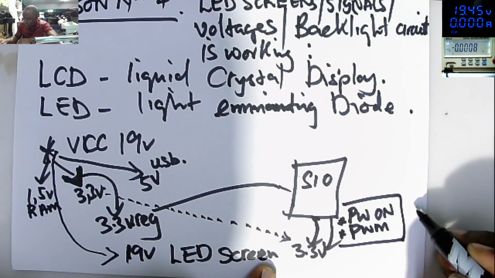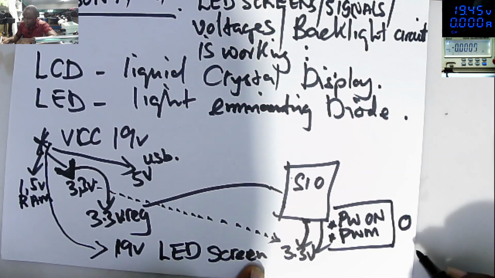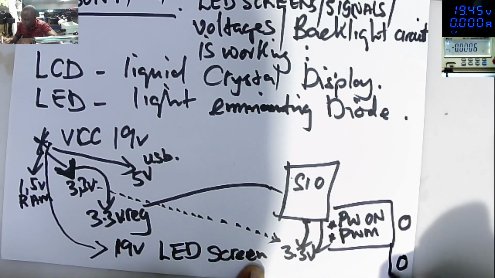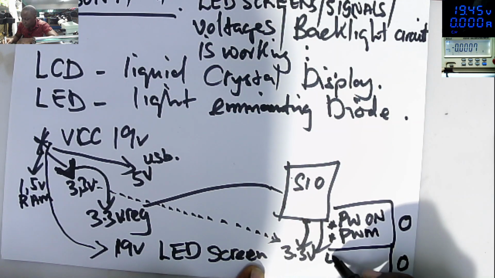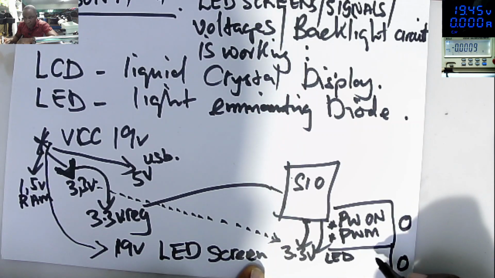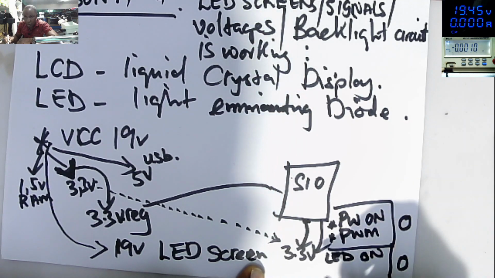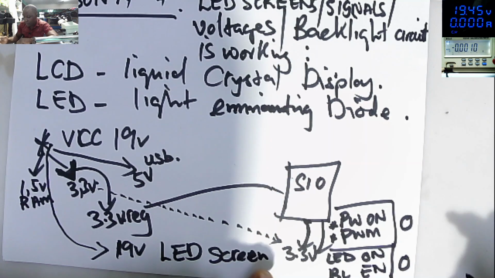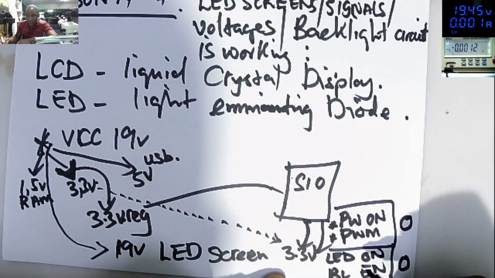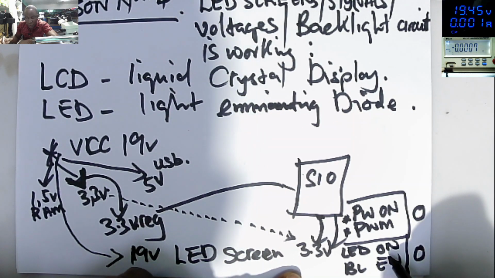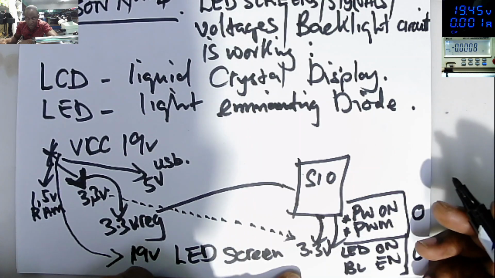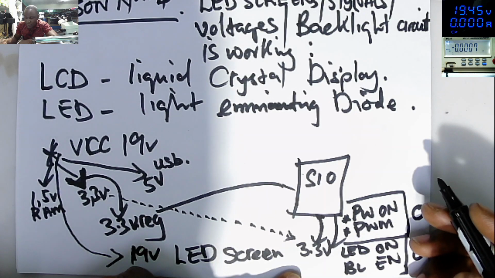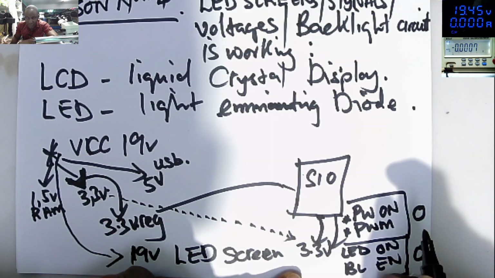That's the first test point. The second one, you will see like LED on, or it can be BL enable, backlight enable. What these two signals are doing: one is to power on the screen, and the other one is to adjust brightness.